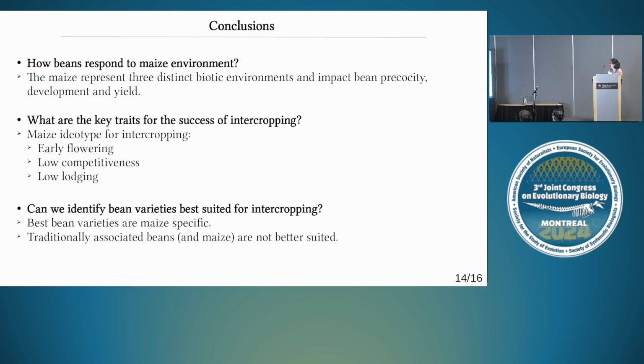Okay, so to sum up the results we obtained, we saw that the 3 maize populations really are 3 distinct biotic environments for the growth of the beans. There are a few traits that were important, so we obtained the best result with the earliest maize, for which we had the biggest offset in terms of earliness. They were the least competitive, and yes, I think that's it.